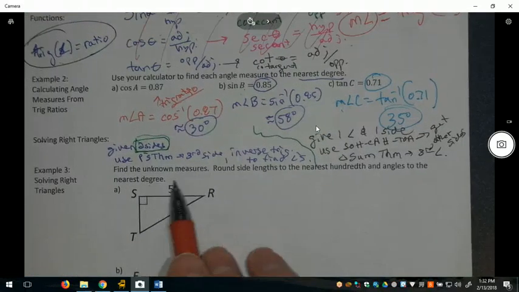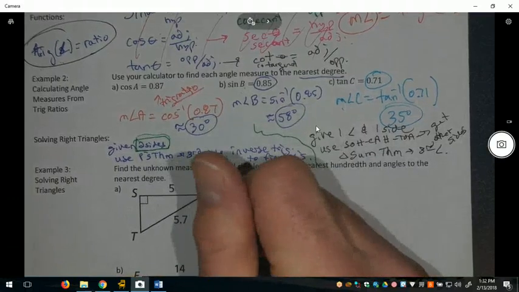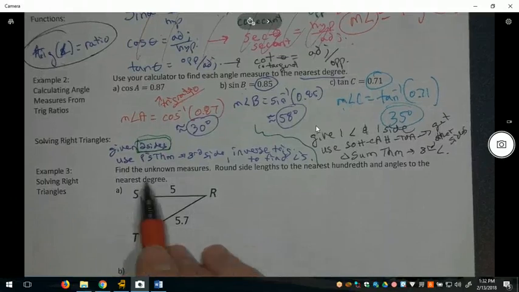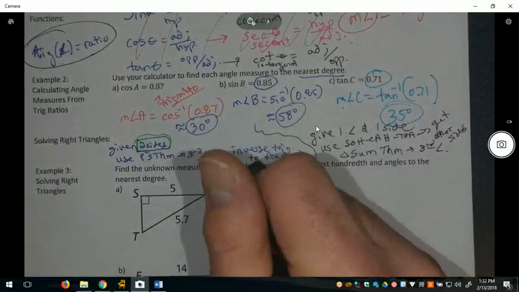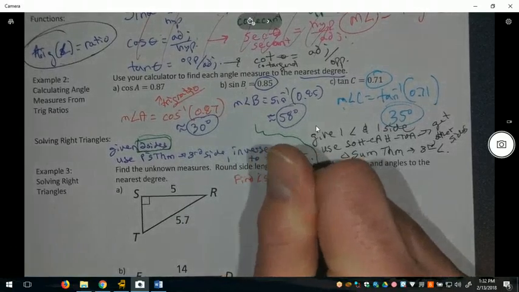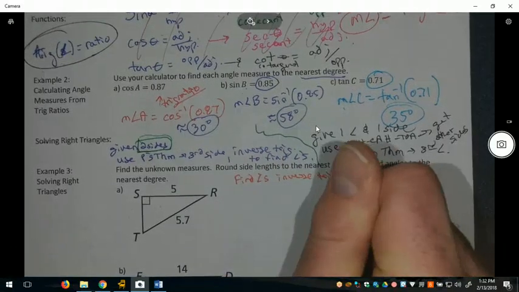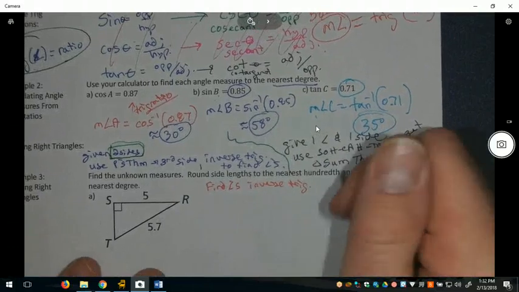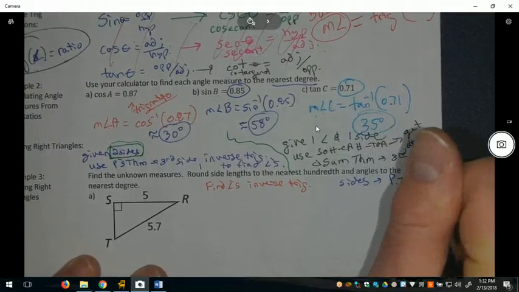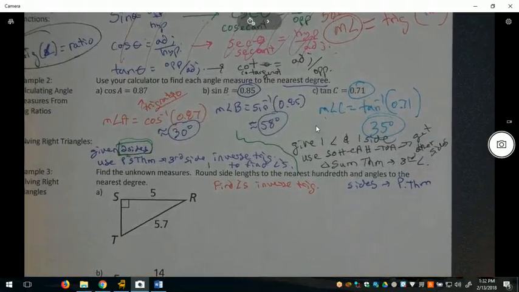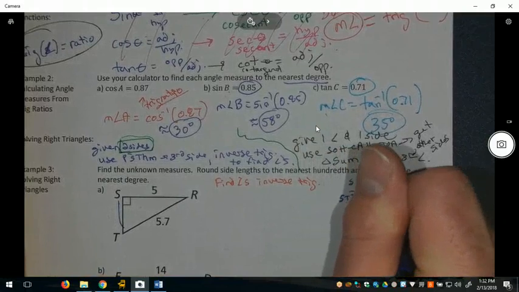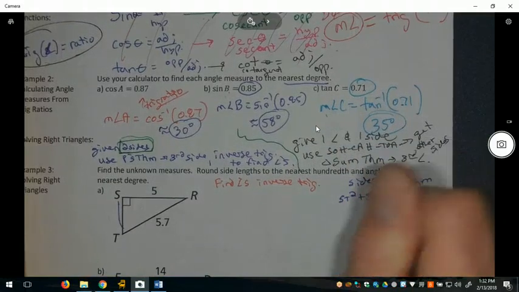In this problem, they have given me no angles. So I know that because I have two sides and no angles other than the right angle, because we're doing right triangle trigonometry, to find the angles, we're going to have to use inverse trig. To find the sides, I have two of the sides. To find the other side, I'm just going to use Pythagorean's theorem. Well, that part's easy. So to find ST, ST squared plus 5 squared equals 5.7 squared.